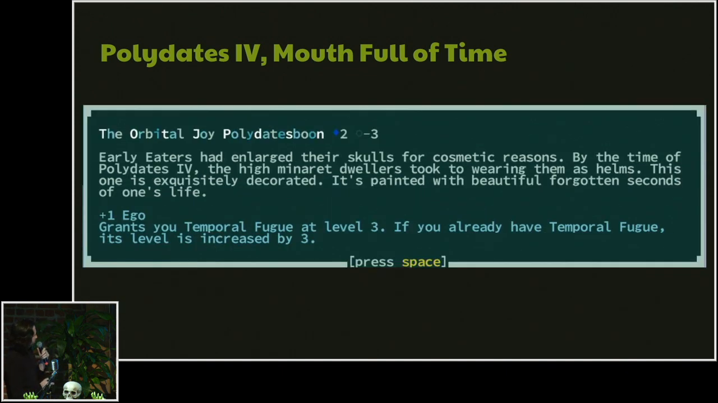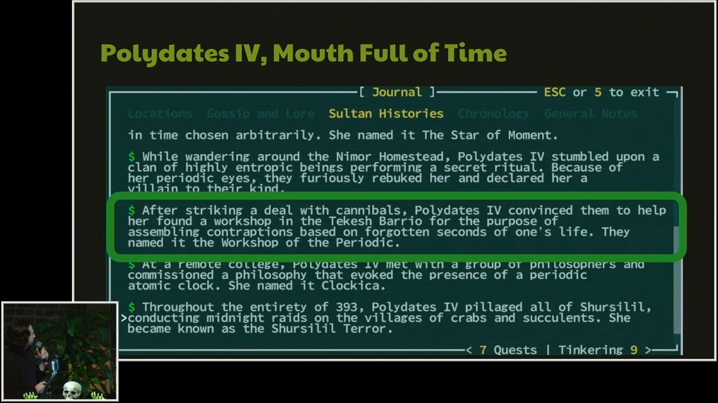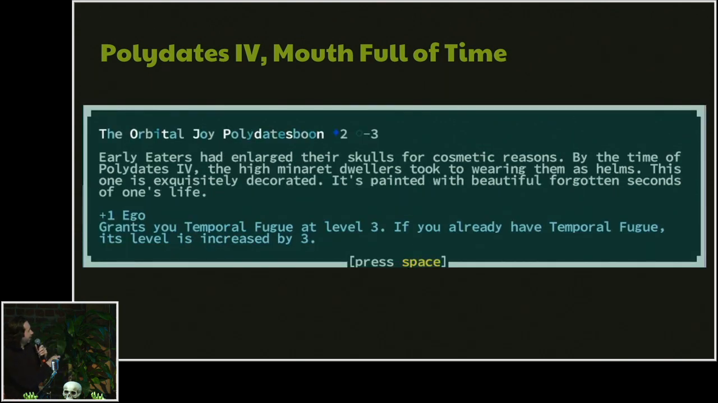Let's see here. Oh, we skipped one. Okay, this is pretty good. So after striking a deal with cannibals, Polydeities convinced them to help her found a workshop in the Takesh barrio for the purpose of assembling contraptions based on forgotten seconds of one's life. That's cool. Here's another artifact that came about as a result of her life.